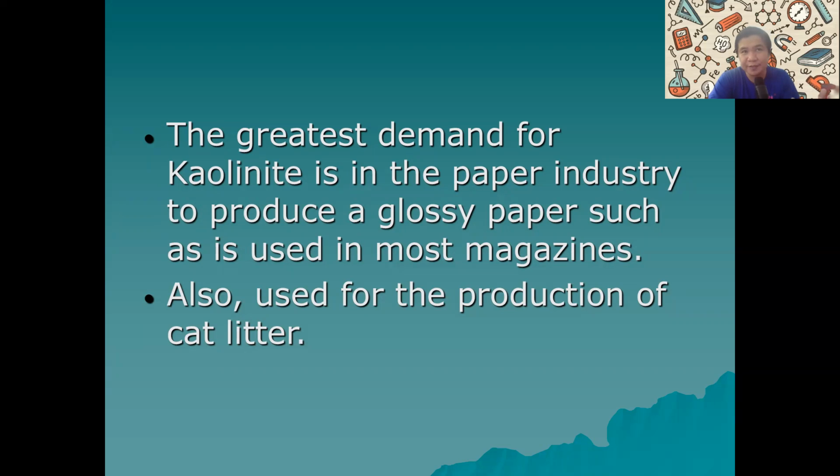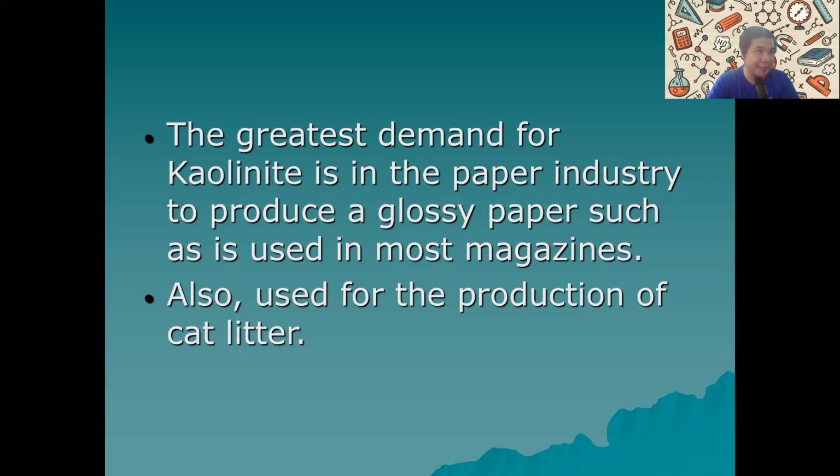Kaolinite, have you noticed if you buy a magazine that the paper there is very different from your normal paper? Let's say this paper that I'm showing right now. This is not the paper from a magazine. In fact, the paper from a magazine is actually much silkier or much smoother than a normal piece of paper. That is because it's made from kaolinite. It's a glossy type of paper, also used for the production of cat litter.